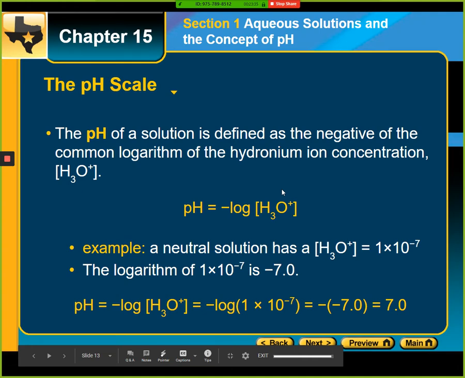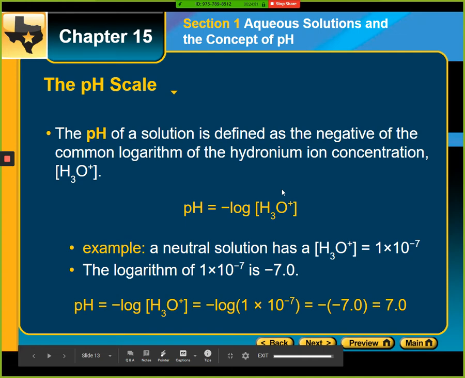All right. So let's talk about what a logarithm is. A logarithm is just kind of a mathematical function that looks at powers of a certain base. What we're going to be using is log base 10. Now the good news is your calculator already has that built in.